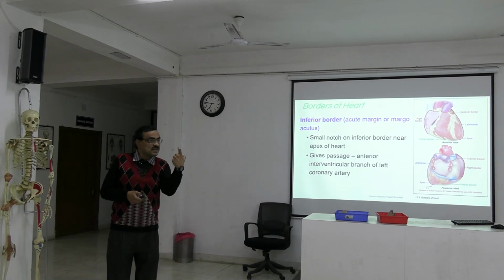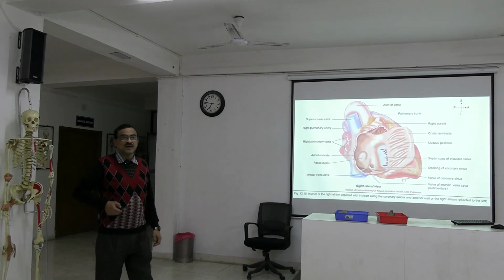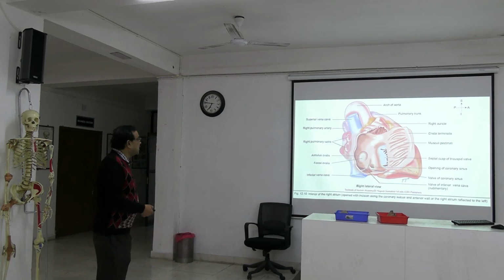So it is C-shaped. And this is the interior of the right atrium, where we can find the opening of the superior vena cava, inferior vena cava, and also the opening of the coronary sinus.